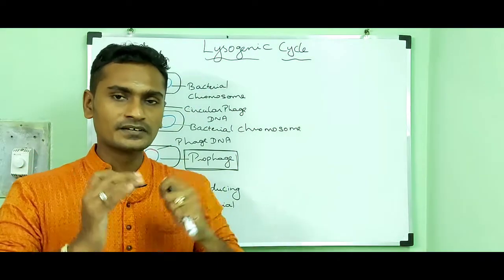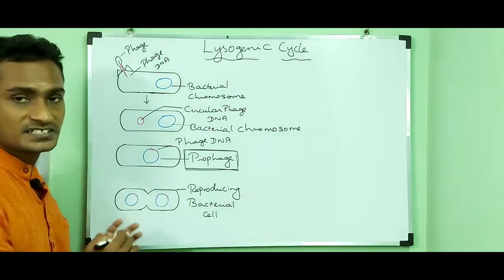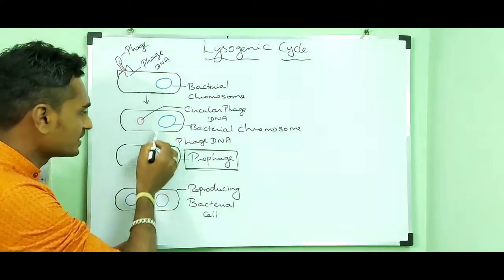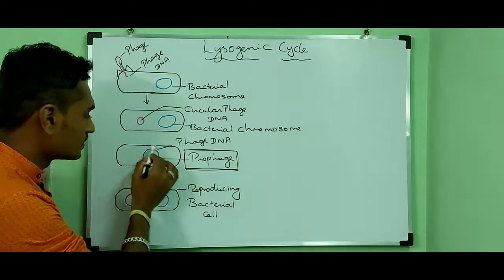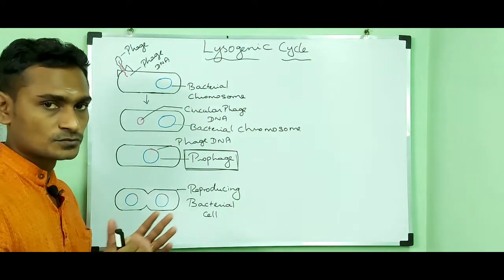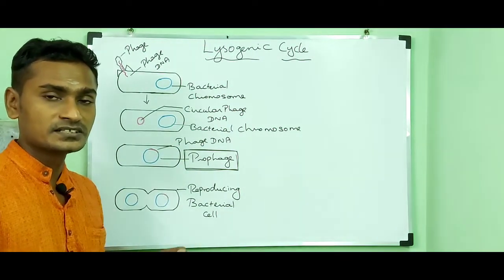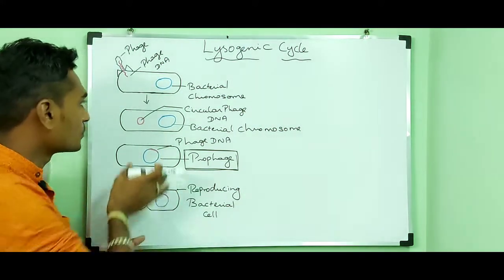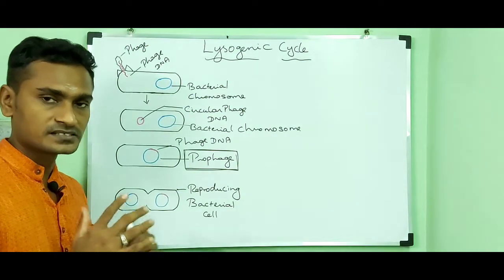In this video, we are going to discuss another type of life cycle of phage called the lysogenic cycle or avirulent cycle. In the lysogenic cycle, the phage DNA gets integrated with the bacterial chromosome and can multiply along with the bacterial chromosome. No virus particles are produced independently, so you cannot find any virus particles formed independently in the lysogenic cycle.